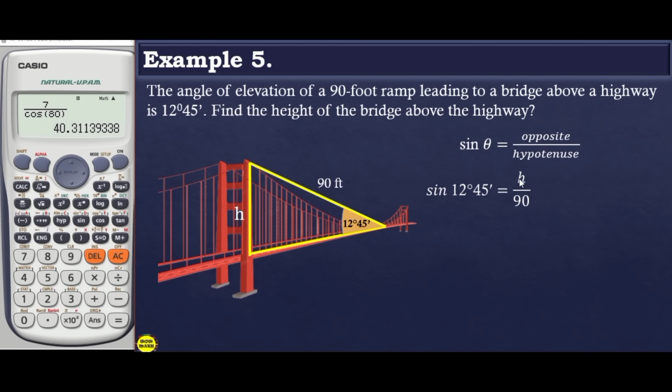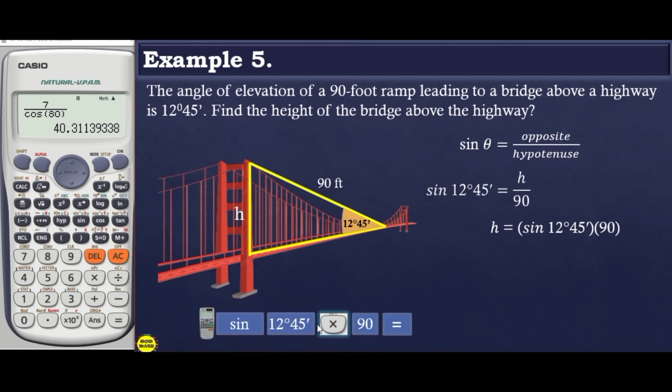So, hindi po hypotenuse ha. Height po. So, that is h. Nirepresent natin as h. And then, your hypotenuse is 90 feet. So, that is 90. So, now, by cross multiplication, we have h is equal to, multiply natin itong sine mo, and then 90. So, using the calculator, sundan po natin itong steps.